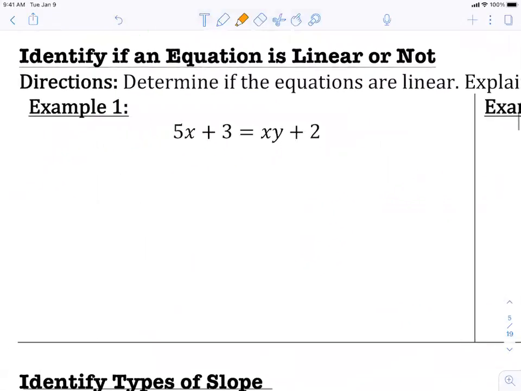So for example, if I look at example 1, my first step: are all of my variables being raised to the first power? Technically that's totally true. All of my variables are being raised to the first power, so that part's good. But are all variables separate from each other, separated by addition or subtraction or an equal sign? That actually isn't true. If I look at my X and my Y here, just because those are being multiplied tells me that no, this is not a linear equation.